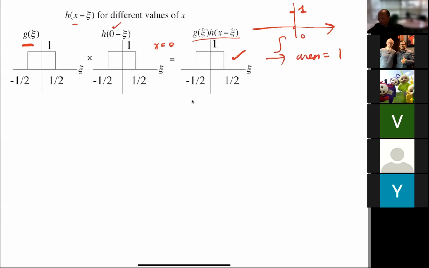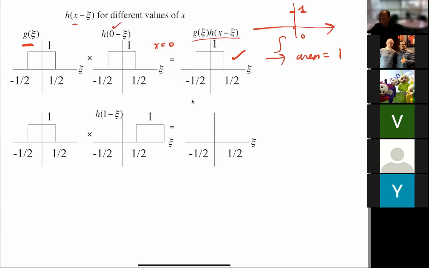Okay. Now I'm going to go to another x location, x equals 1. Okay, so I want to plug in the value for 1 here. So now I have h of 1 minus xi. So that's sort of interesting. So I've basically taken my rect function, I flip it around, and then I shift it over by 1 whole unit, right? Okay. And this is a rect function centered around 1 now, right? Because 1 minus xi equals 0 when xi equals 1, right?